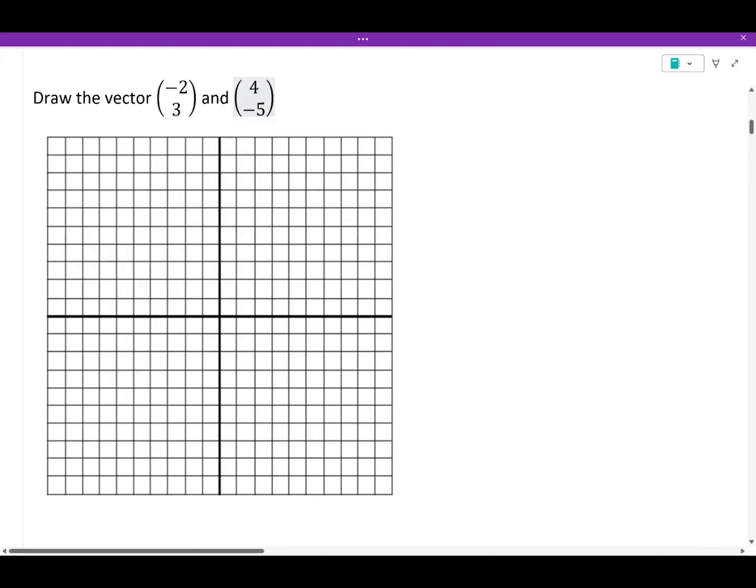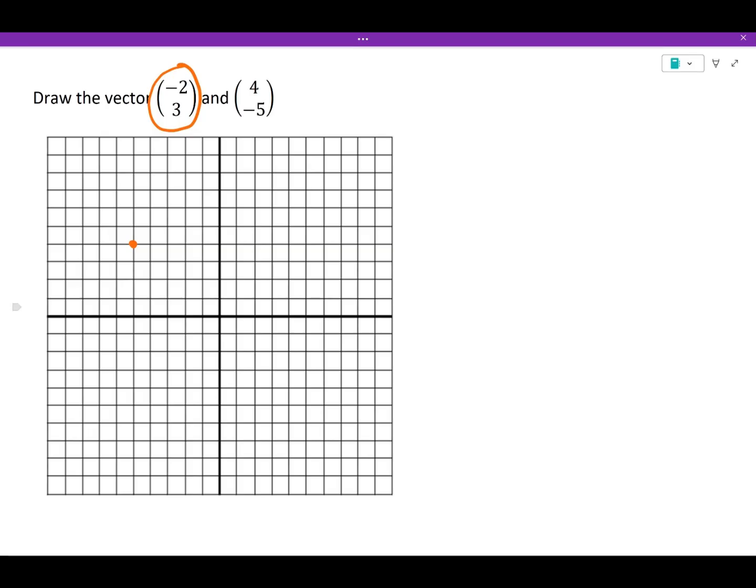Now we're going to look at drawing vectors. So we're given 2 column vectors here. The first one is (-2, 3). Now we're given no information about where this should start, so therefore you can start wherever you want. So just pick a point on your grid. So I am just going to go with this point here. That's my start point.